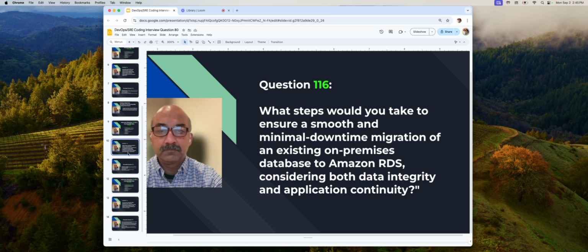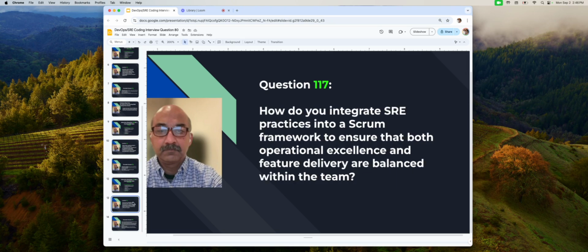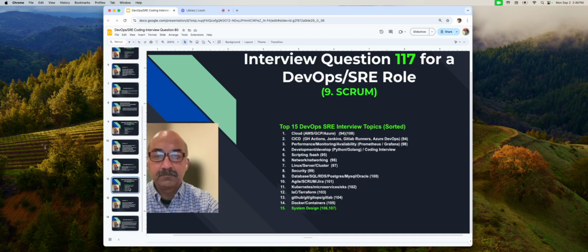Okay, question number 116. What steps would you take to ensure a smooth transition from on-prem to Amazon RDS, considering both data integrity and application continuity, right? So the answer is basically pretty much the same, no matter what the question actually asks about this topic. Basically, they want to know your understanding of the steps of going from an on-prem, let's say MySQL database, to a MySQL database hosted on Amazon's RDS. What things do you think about when you do that, right? That's the question. The answer is, oh, that's the next question, not the answer.